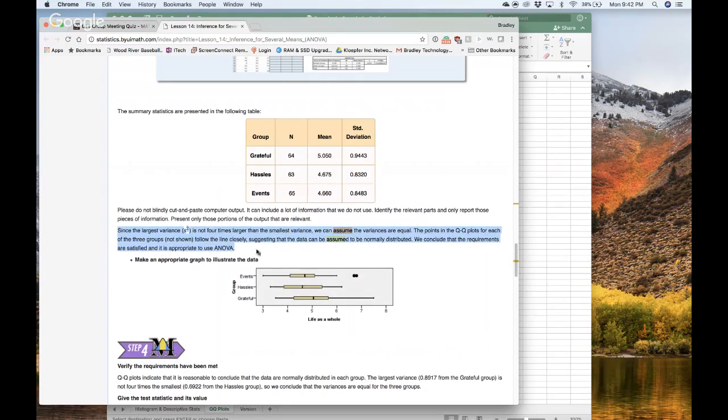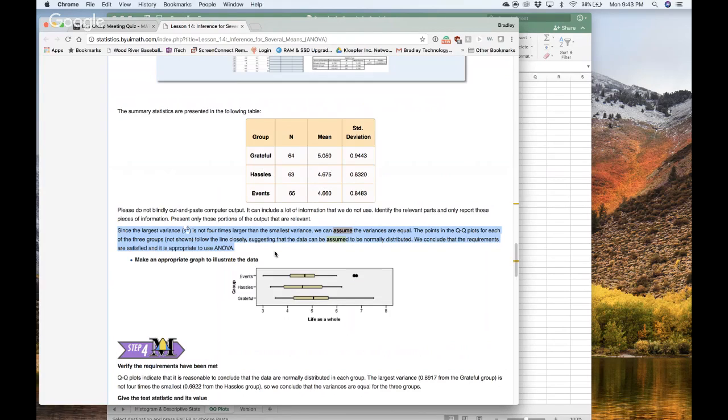Since the largest variance is not 4 times larger, we can assume the variances are equal. The points in the QQ plots not shown follow the line closely, so the data can be assumed to be normally distributed. We conclude the requirements are satisfied and it is appropriate.